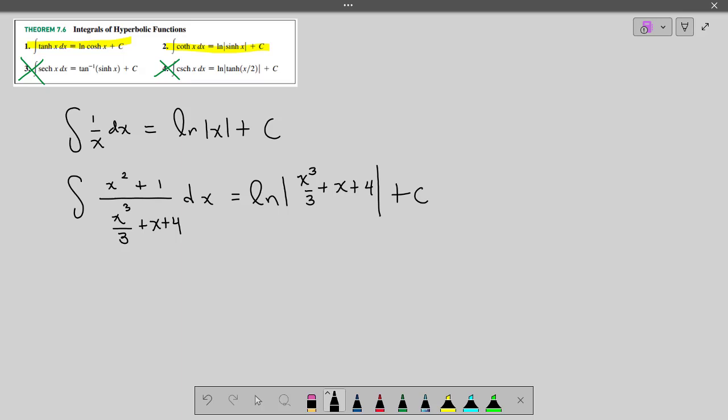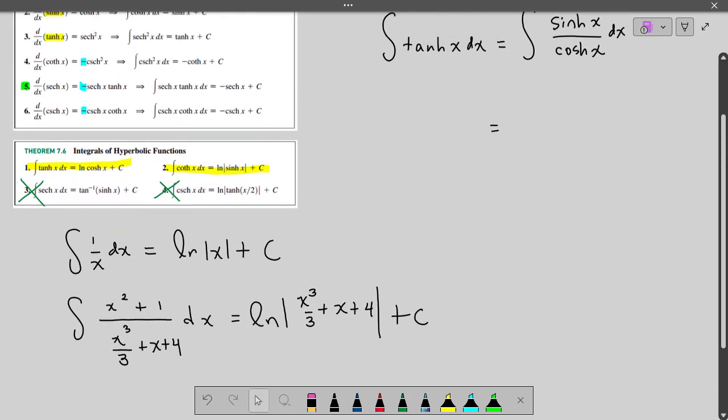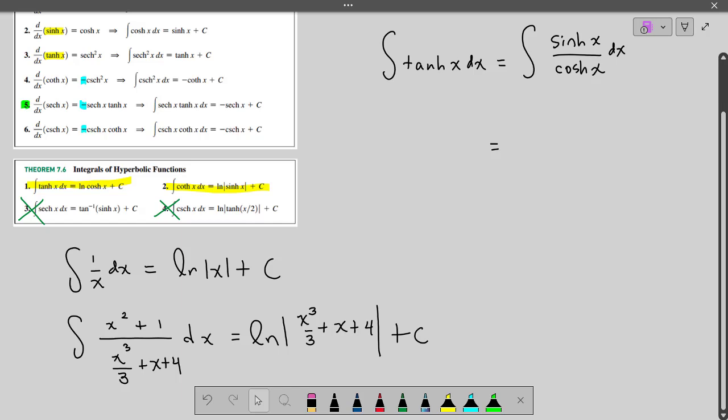Question? For number 1, isn't the cosh supposed to be in absolute values? Right here? No, because cosh is always positive. Yes, because you do natural log of the denominator, but because that function is never negative, you don't need the absolute value. Right, make sense? Yeah, that makes sense. So on this one, sinh is an odd function that goes down into quadrant 3, so it can be negative, so we have to put it there.